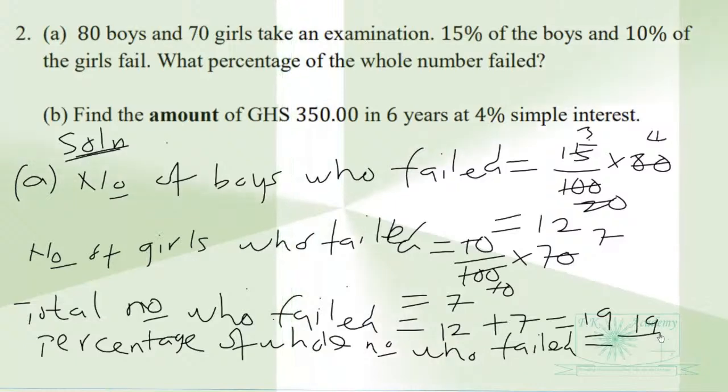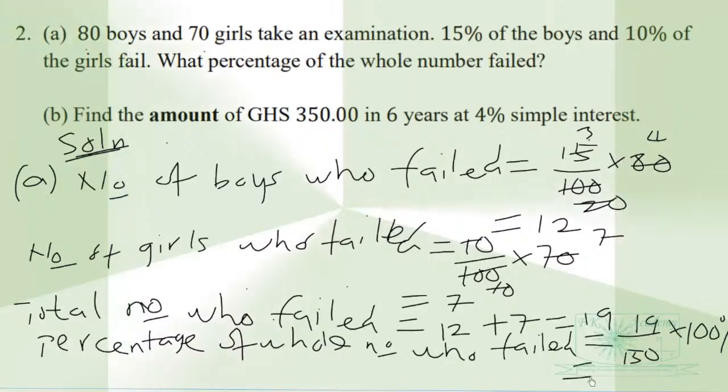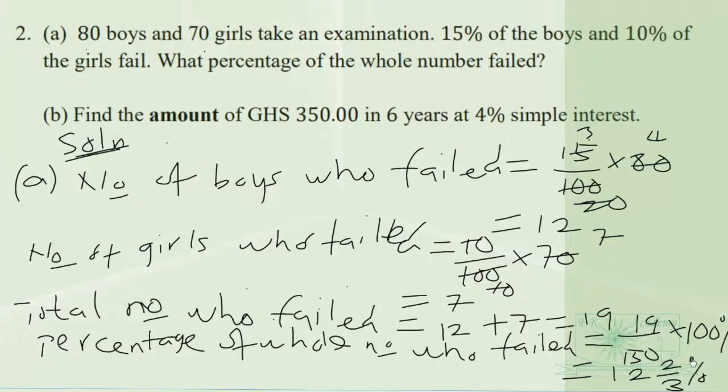One fifty, which is 100%. So we can simplify this, and this will give us 12 whole number 2 over 3%. I want to leave that out to you. So I want you to simplify it and get 12 whole number 2 over 3%.